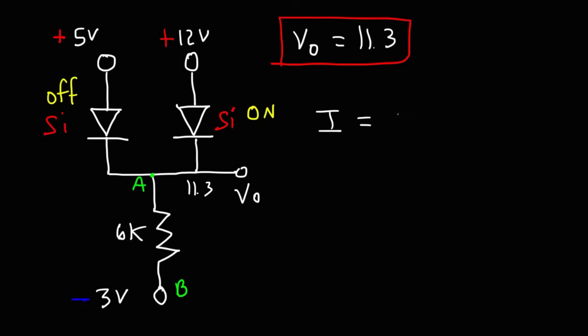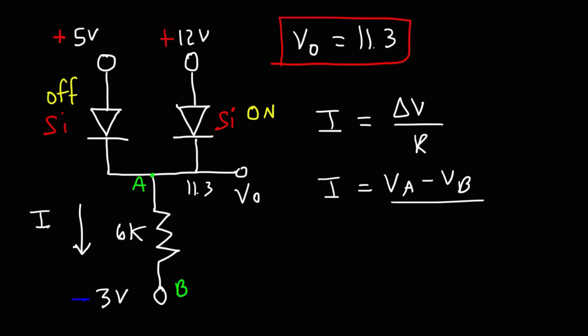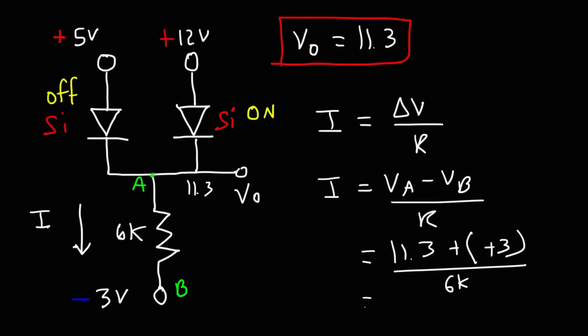So the current is going to be the voltage across the resistor divided by the resistance. And the voltage across it will be VA minus VB, since the current is flowing from A to B. So the potential at point A is 11.3 minus the potential at point B, which is negative 3, divided by 6 kilo ohms. So the voltage is going to be 14.3 volts. And if we divide that by 6, that will give us a current of 2.38 milliamps.